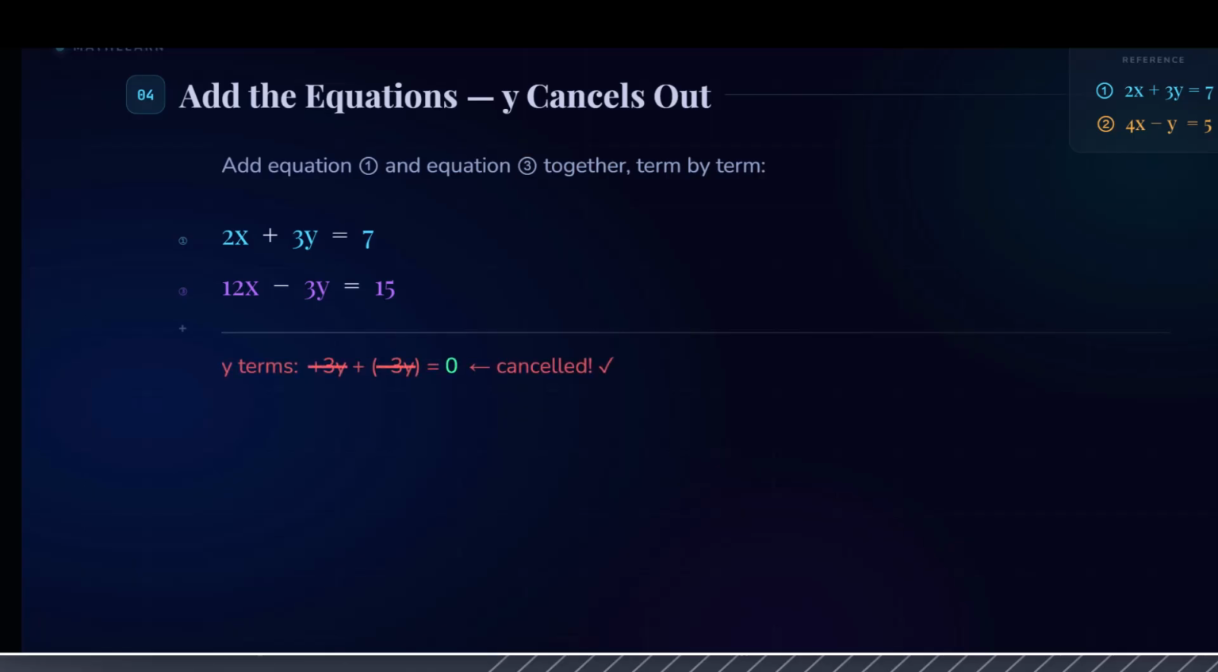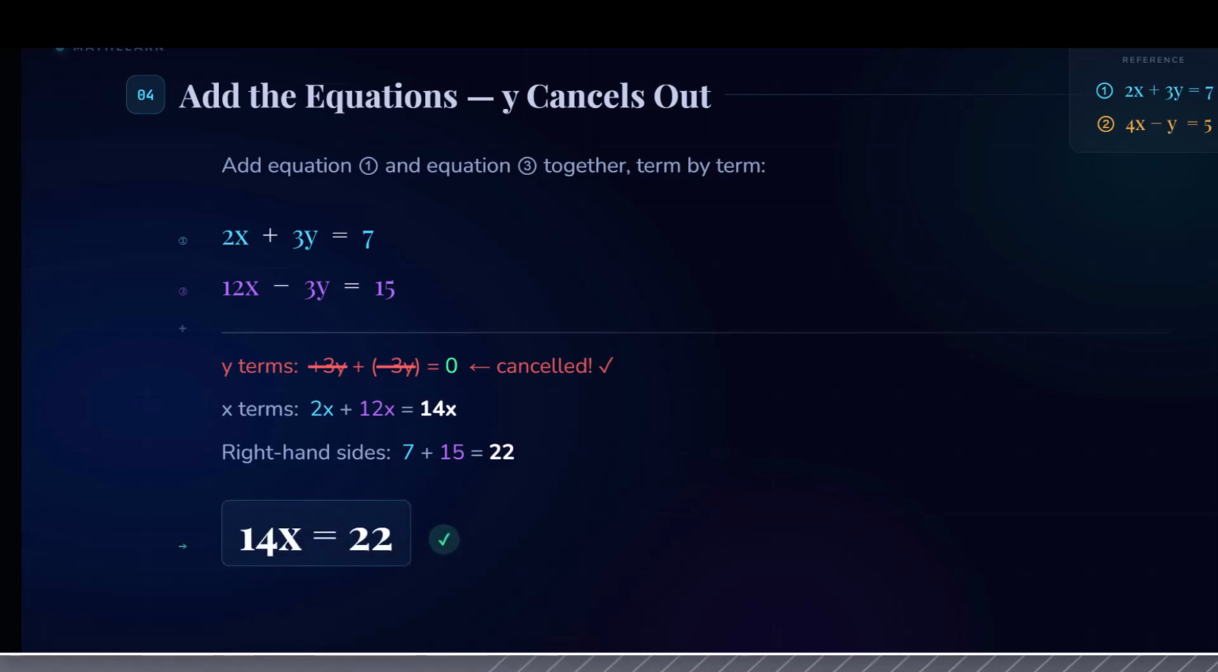Watch the y terms, positive 3y plus negative 3y equals 0. They cancel out completely. The y variable is gone. Add the x terms, 2x plus 12x equals 14x. Add the right-hand sides, 7 plus 15 equals 22. Our result, 14x equals 22. Excellent, we now have just one variable.